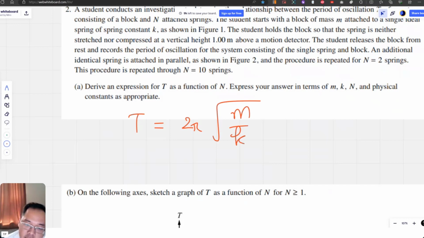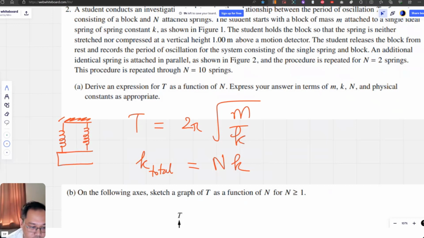The spring constant k here depends on the number of springs, as this is the total spring constant of the system. If it has only 1 spring, then it's 1k. If it had 2 springs, then it's 2k. 3 springs, 3k. 4 springs, 4k. So with n springs, you multiply by n, the number of springs, because those springs are connected in parallel to each other, and therefore the total spring constant is simply the sum of those spring constants. So you just need to multiply k by the number of springs n.